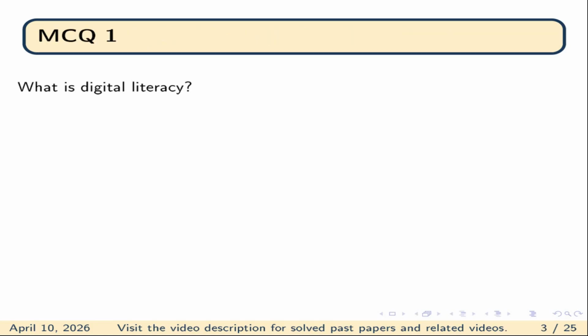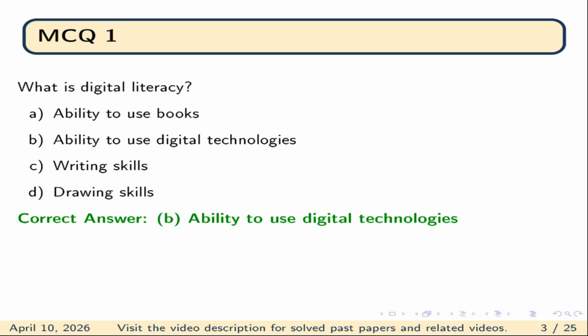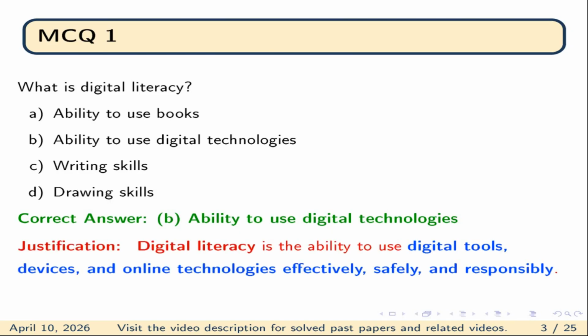Question number 1, what is digital literacy? Options are ability to use books, ability to use digital technologies, writing skills, drawing skills. Correct answer is ability to use digital technologies. Why is this the correct answer? Because digital literacy is the ability to use digital tools, devices, and online technologies effectively, safely, and responsibly.